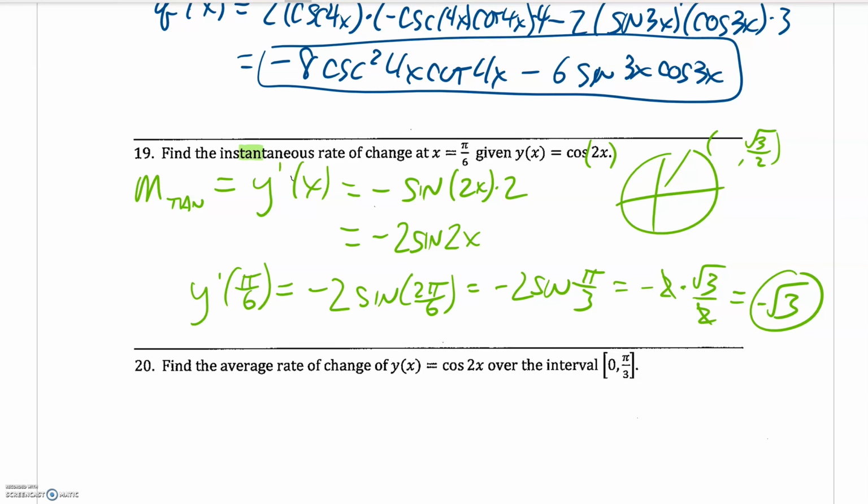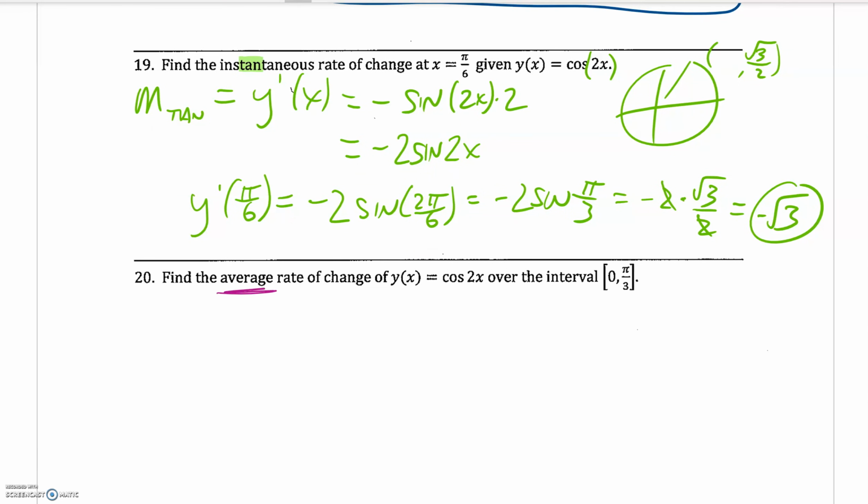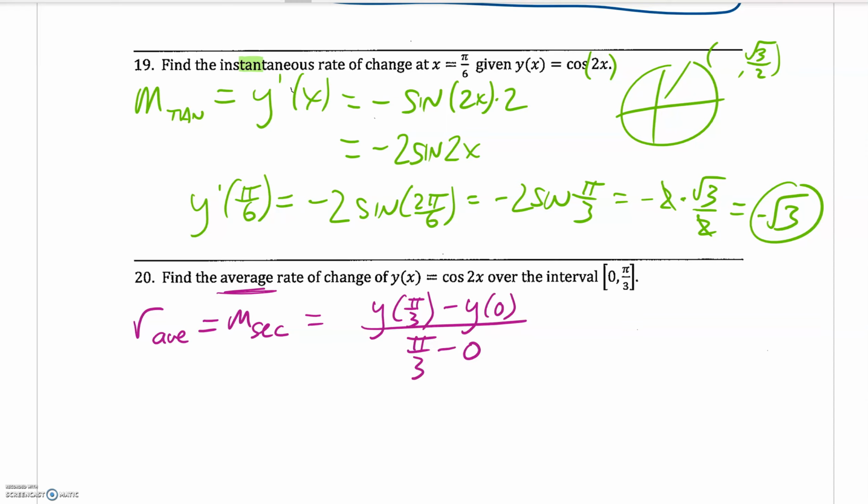All right, moving on to number 20. As soon as you hear average rate of change, we're thinking slope of the secant line. So that means we're going to have basically two values to plug in. We're going to plug in one x value and plug in the other x value, and then we'll subtract the x values on the bottom. So it's just rise over run. It's just slope, old school slope. There's no real derivatives here.